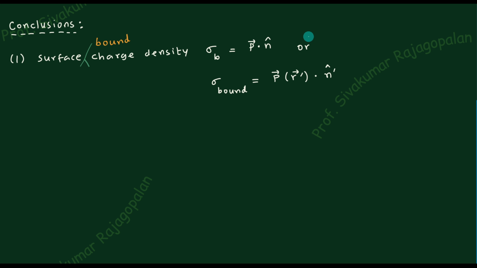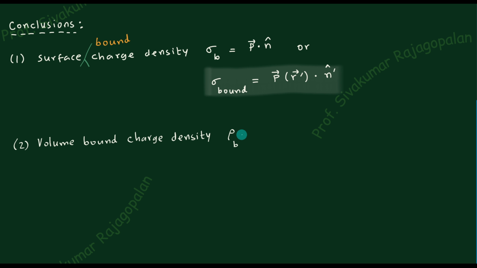And similarly, this is the first result, and you have the next result, namely the volume bound charge density. So I would like to write that the volume bound charge density is given by the negative of the divergence of the polarization. Once again, you can use the primed variable or unprimed variable. The unprimed variable is used for convenience, but writing in the primed variable is always nice. Both of them are identically the same, whether you write in this style or that style.